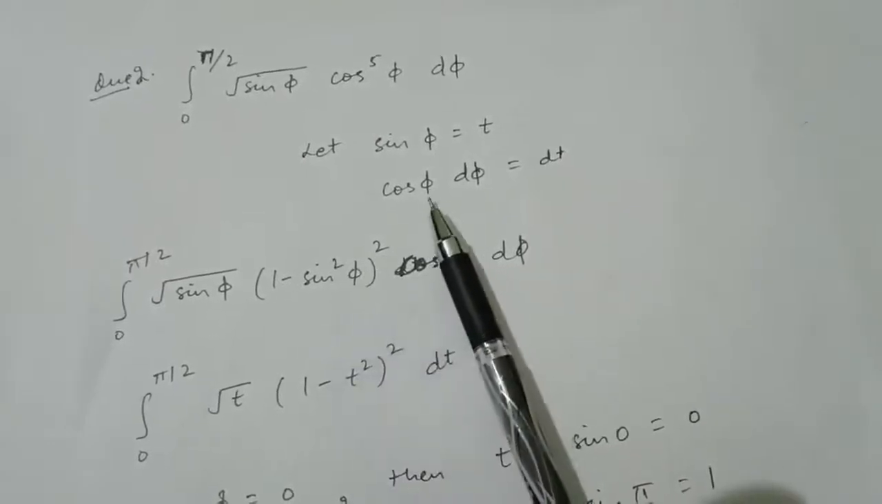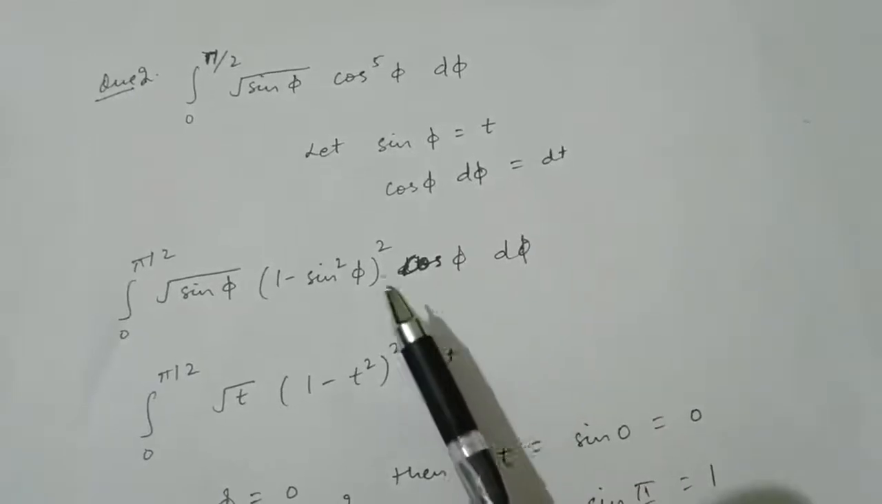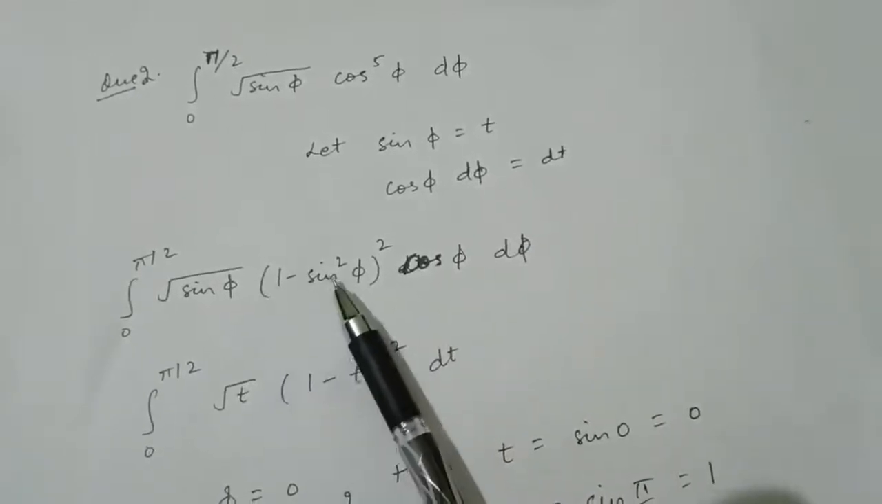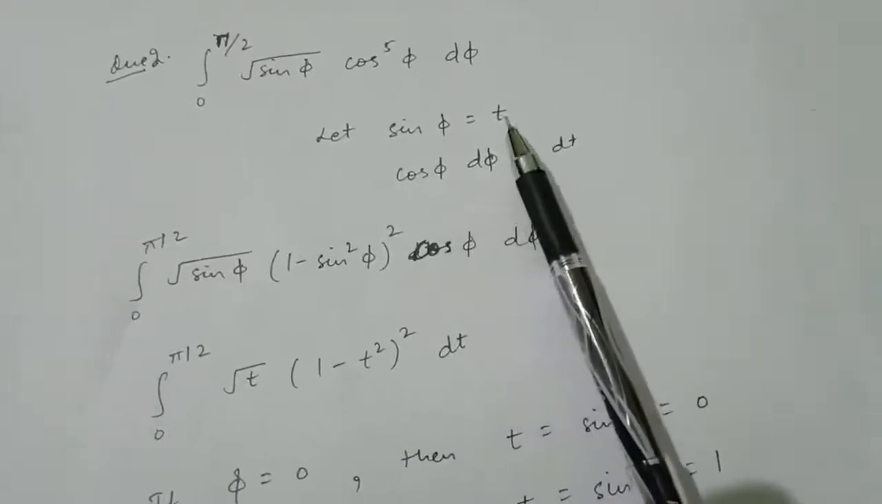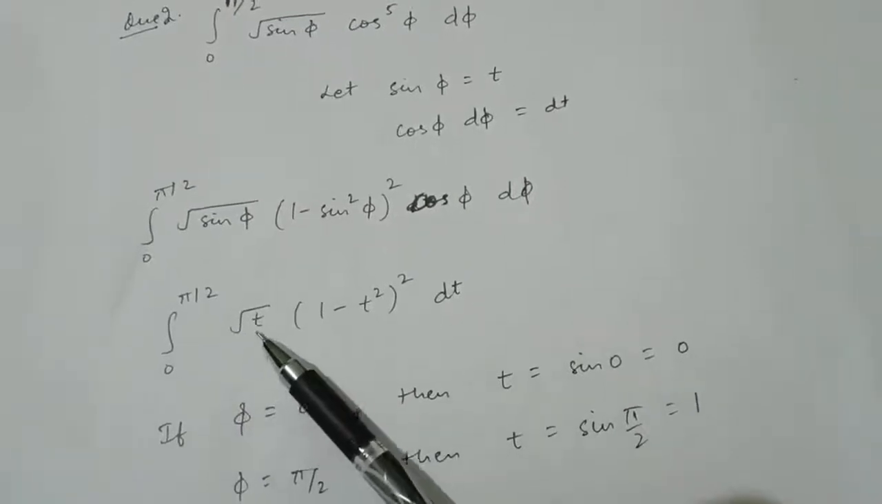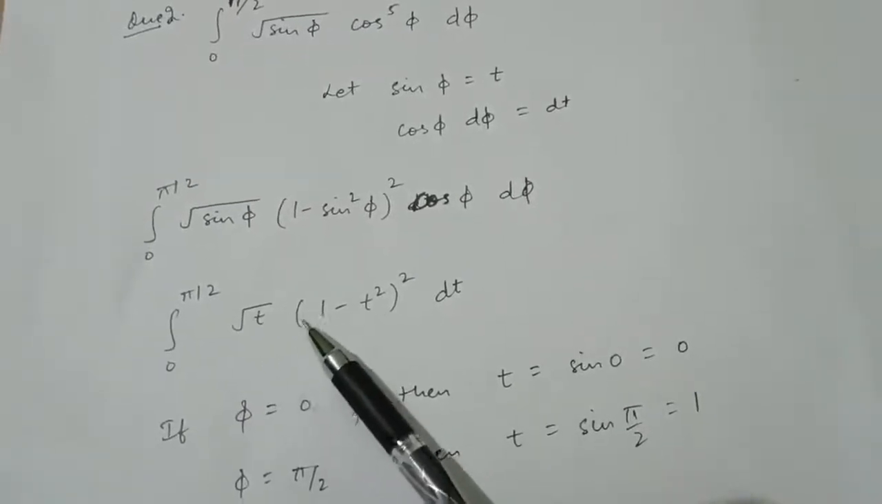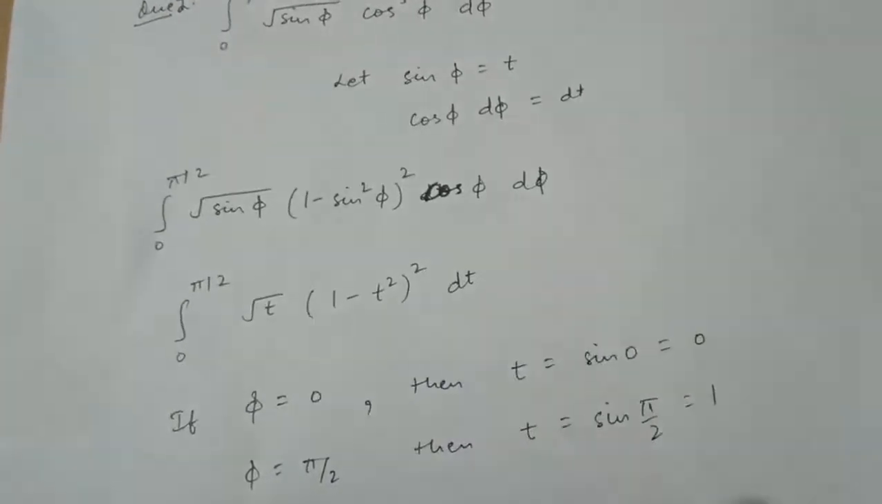Because cos phi into d phi will now change into dt, and the rest of the terms we have changed to sin phi, because we let sin phi be equal to t, right? So this will be 0 to pi by 2 in place of sin phi t. So you will get root t into 1 minus t square whole square, right?